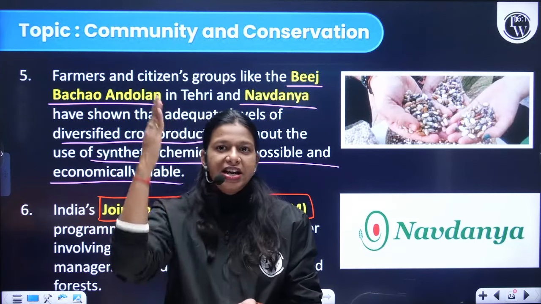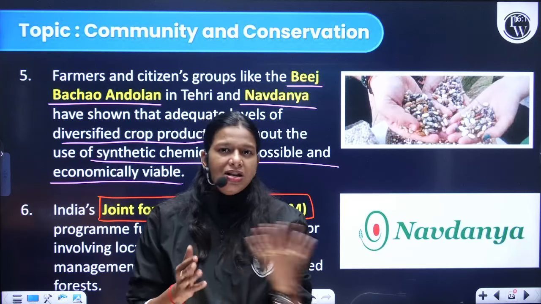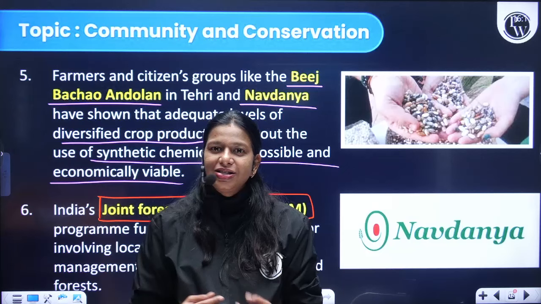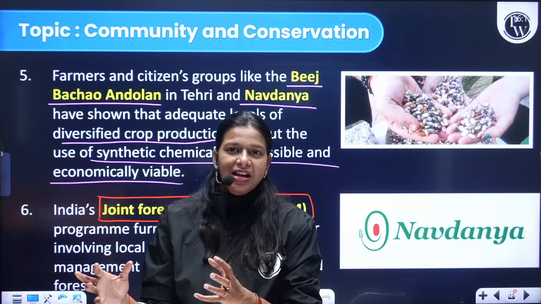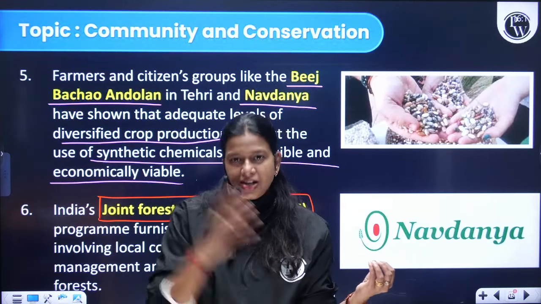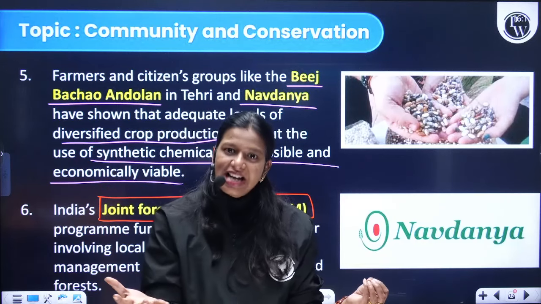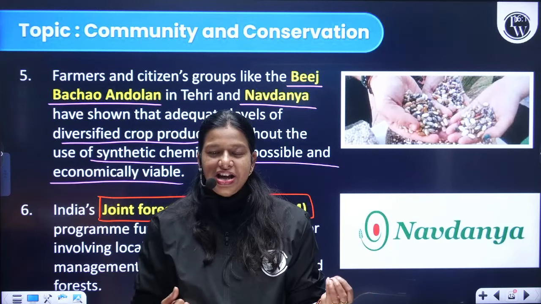If you are going to just create a wall, saying this is part of the forest and is not accessible to you, people may find ways to get their resources in one way or the other. But if you allow them some access and then ask for a responsibility to ensure that the forests are conserved, at the same time this helps us in the growth of the forest. This helps us in the conservation of the forest.